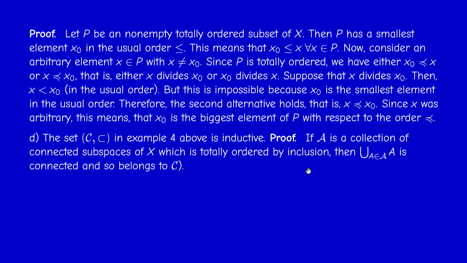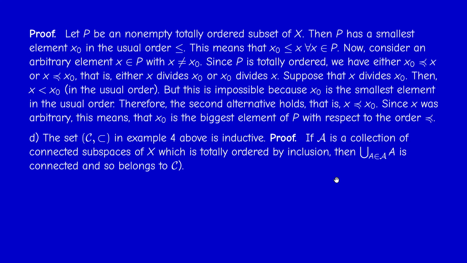So just consider a collection, a subset of C. So a collection of connected subsets of X, but which is totally ordered. So any two elements, one is contained in the other. So you may prove that the union of all these elements in calligraphic A is also connected. Not totally trivial, but you can prove that. Okay. So this union is connected and so belongs to C. So we have an upper bound. So this element here is an upper bound of calligraphic A.